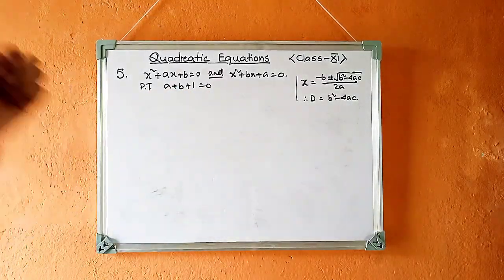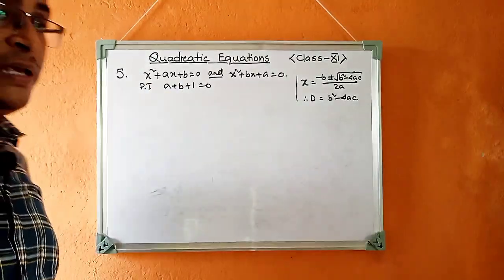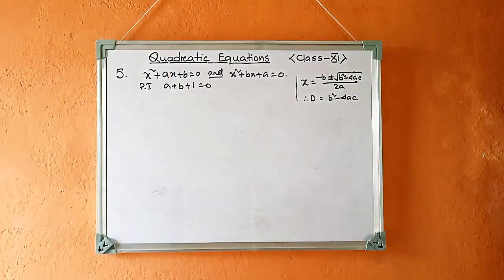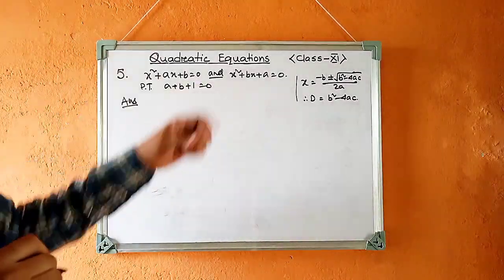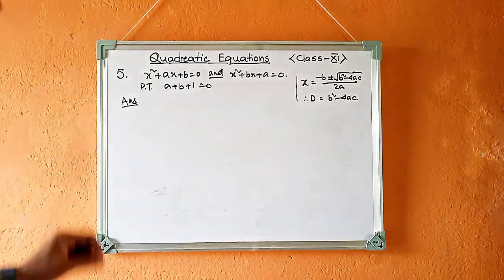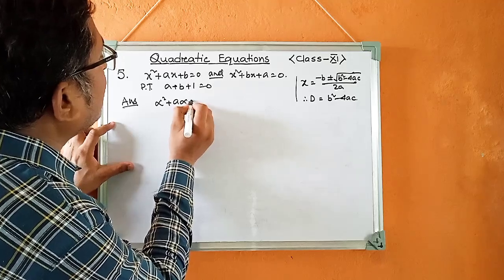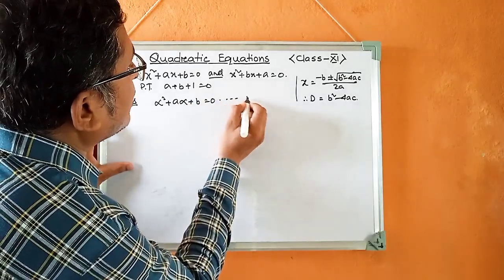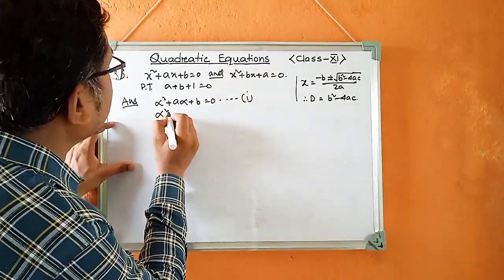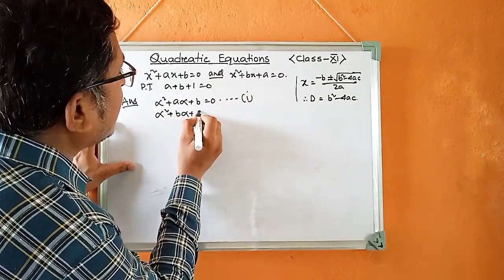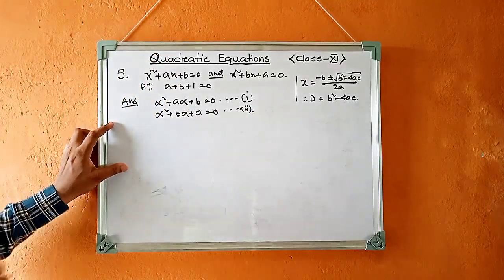I repeat the question, listen carefully. Two equations are given and there is a common root, so prove that a plus b plus 1 equal to 0. Okay, let's start. How to solve this? See carefully. Let the common root in these two equations be alpha. So we write alpha square plus a alpha plus b equal to 0, equation number 1. And putting alpha in the second equation, alpha square plus b alpha plus a equal to 0, equation number 2.